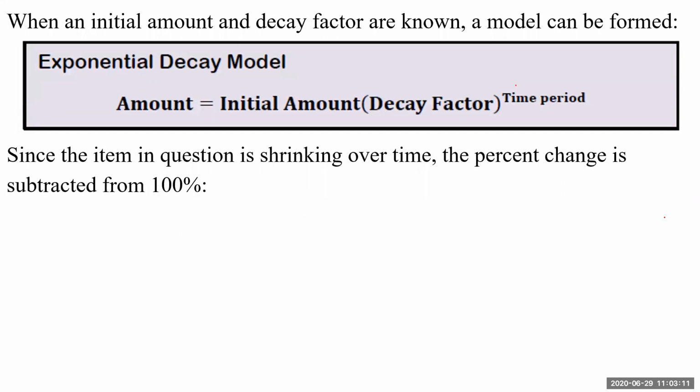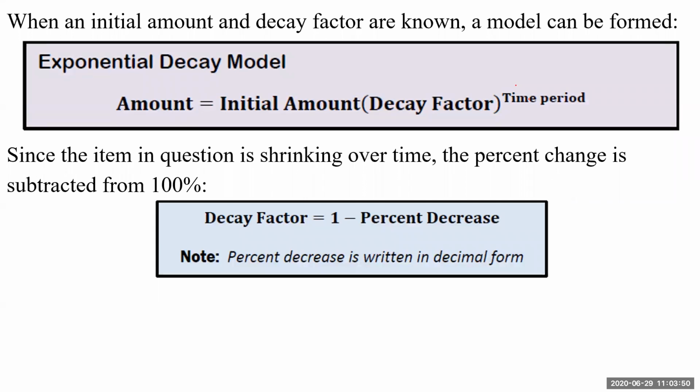Right. So really the formula here doesn't change much between exponential growth and exponential decay. Is that okay? So we're still going by the amount is equal to the initial, but instead of the growth factor, we replace it by the decay factor and the time t. Since the item in question is shrinking over time, the percentage change is subtracted from 100. So, whereas we add to 100% in growth, we subtract from 100% in decay. Is that okay? And that is written like that.